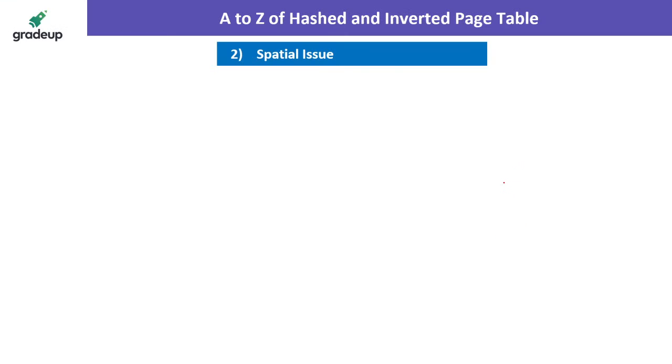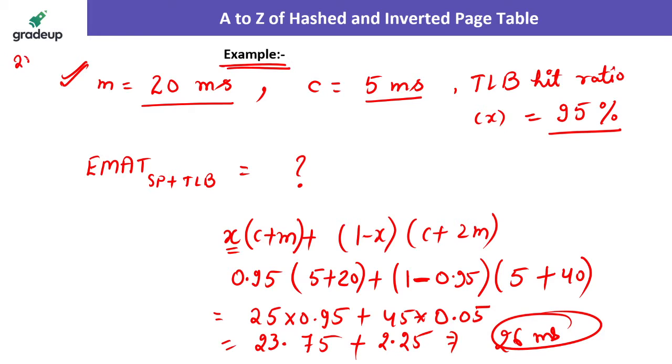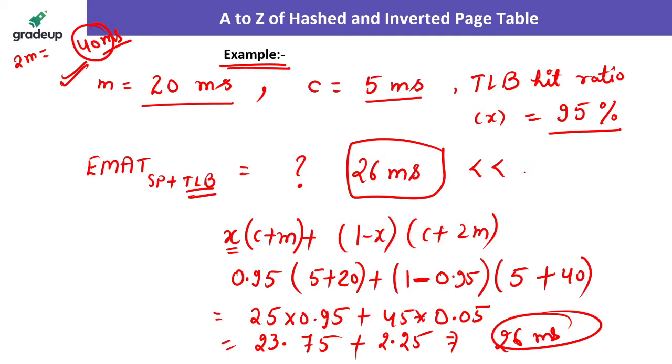Okay, so now we will go ahead with the space issue, means it is related to space. Correct? For example, why are we concerned with this? Definitely 2m, I told you before, if I take only 2m, it would be 40 millisecond, but with the help of TLB we are getting 26 ms. Definitely it is very much less than 40 ms, so we have reduced the time.